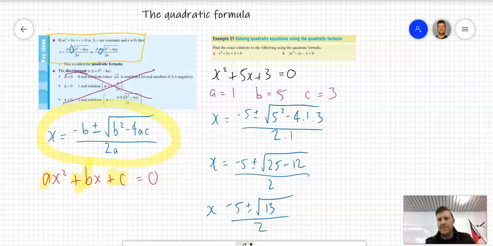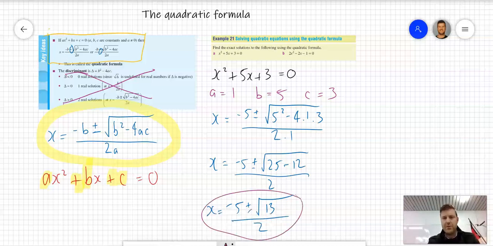And I can't find a factor of 13 that is a square number, so I'm going to leave that as my solution. Alright. So x is equal to minus 5 plus or minus root 13 over 2. Okay? And that is actually, believe it or not, two solutions.